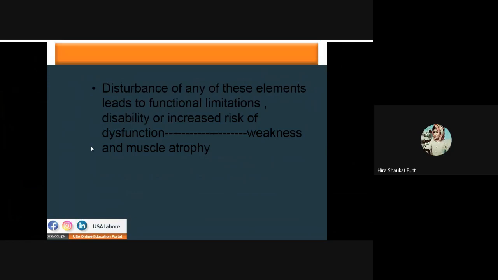It can lead to obviously the functional limitation. If there is any pathology, it will present with some impairment that will result in the functional limitation, and eventually it will result in the disability or dysfunction. And if the muscles are not working up to the mark, they are not fulfilling the demand, if they are not fulfilling that criteria, then there can be muscle weakness and muscle atrophy.